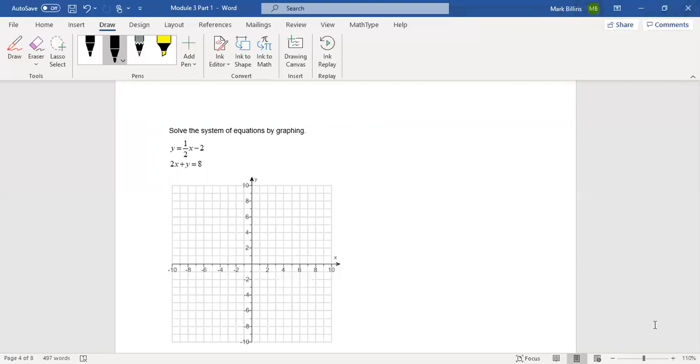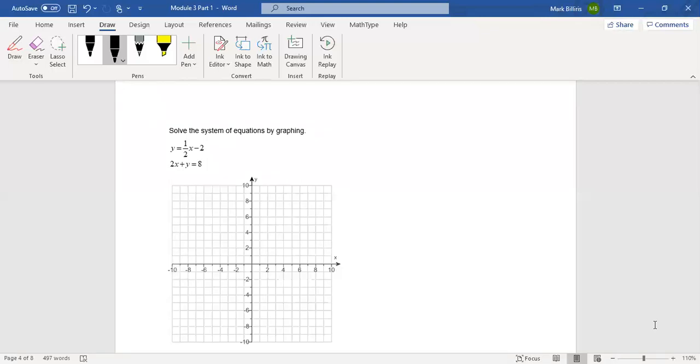So there's three different methods we use. We use the graphing method, we use substitution, and we use the addition or the elimination method. So I'll go over at least one of each type. So again, keep in mind, we're looking for a common solution.